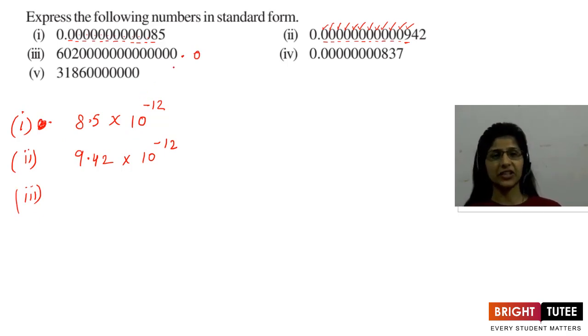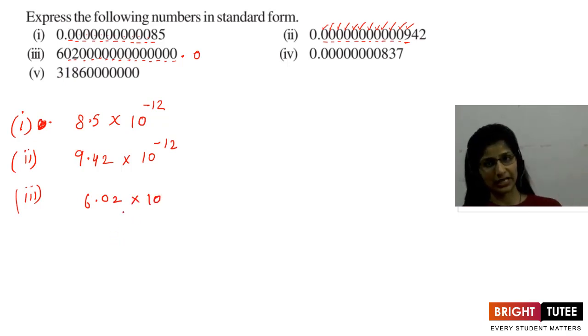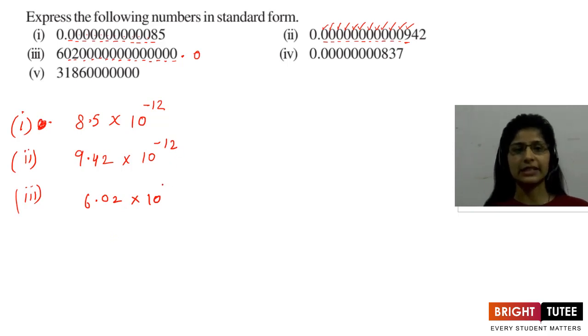Third part. So we can consider the 0 here. How many places will we shift? 1, 2, 3, 4, 5, 6, 7, 8, 9, 10, 11, 12, 13, 14, 15. So 6.02 into 10 to the power, because this time we are moving towards the left, so it will be plus 10 to the power 15.